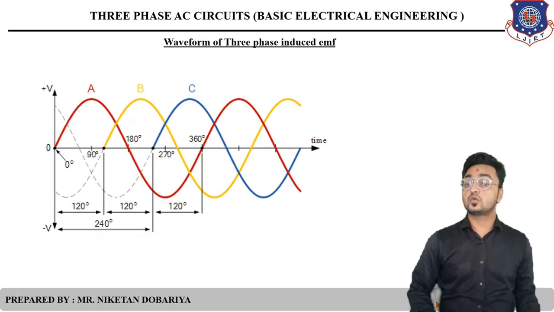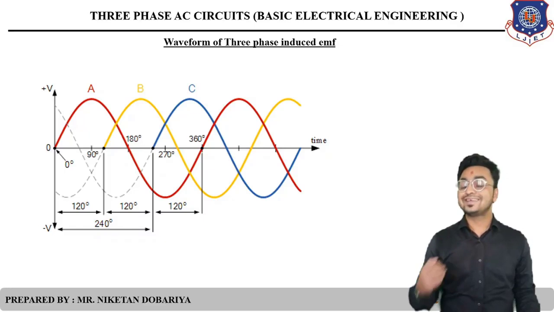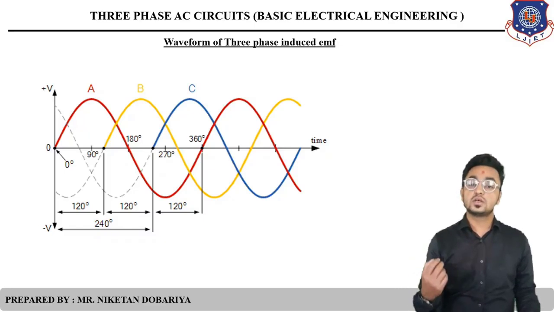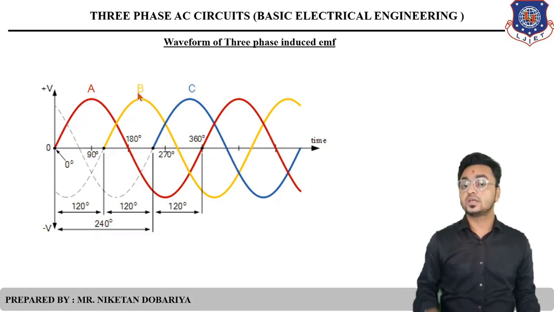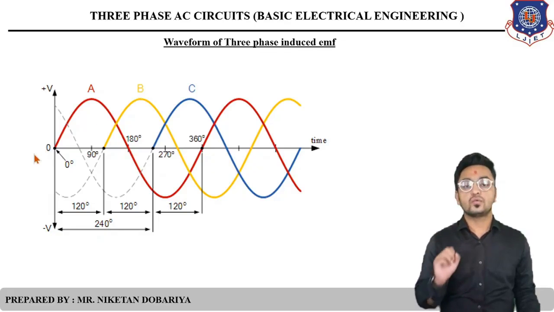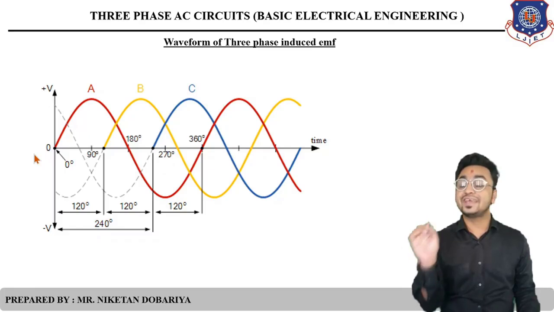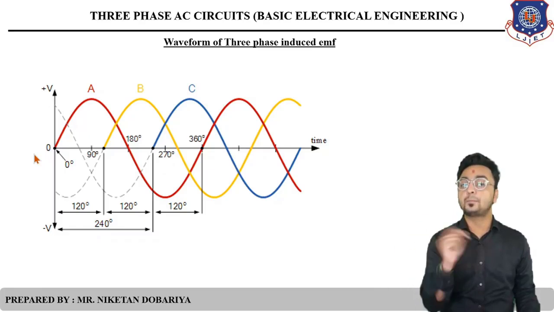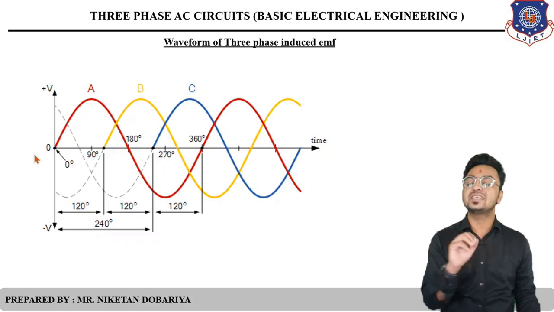Here we can also define one more term, and that is phase sequence. What is phase sequence basically? Phase sequence means the sequence in which the phase voltages occur. So if you observe these three waveforms over here, A is starting initially, after that B is starting, and after that C is starting.